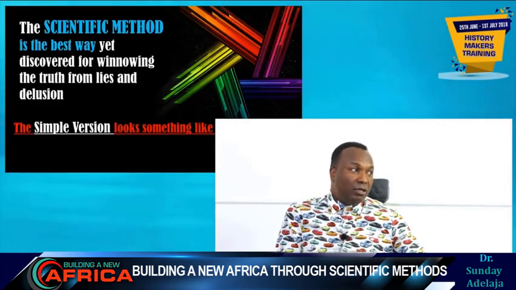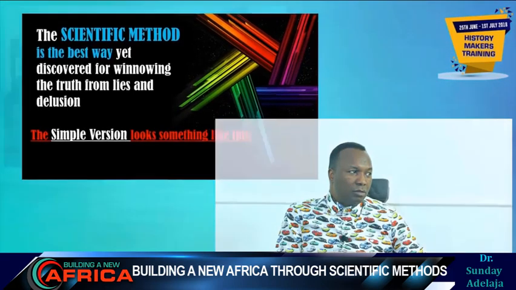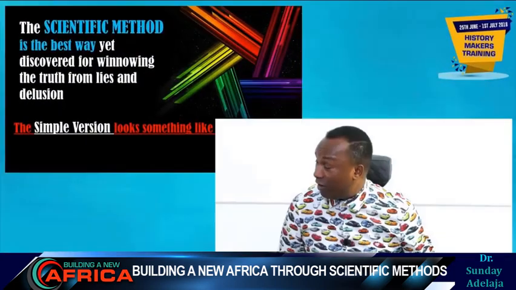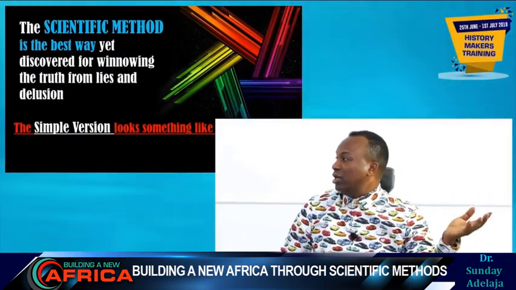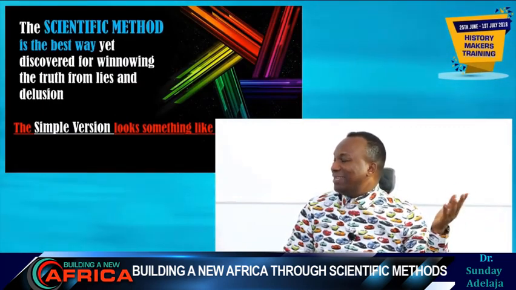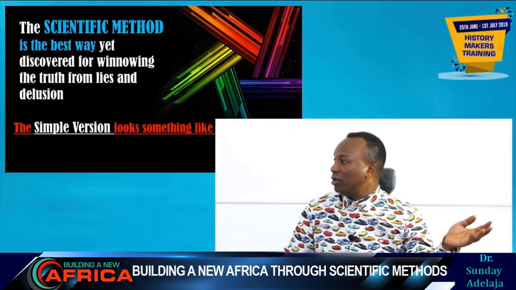The scientific method is the best way yet discovered for winnowing the truth from lies and delusion. It's the best way that has been discovered. So you cannot just use it in science alone. You cannot just use it in laboratories alone. It is the best way to separate lies from deception and from delusion.